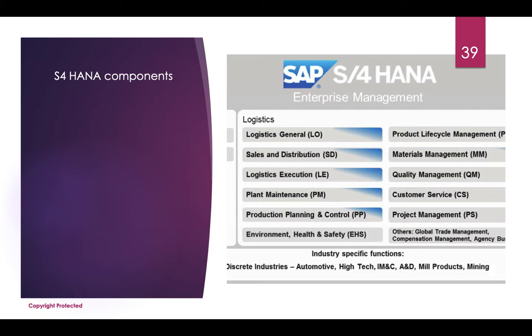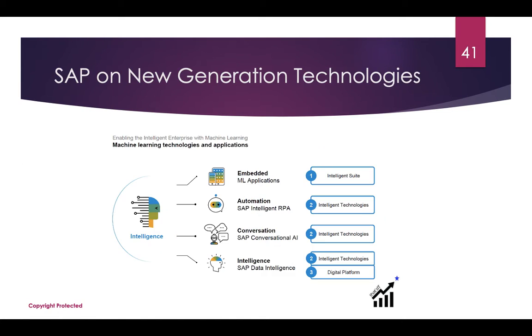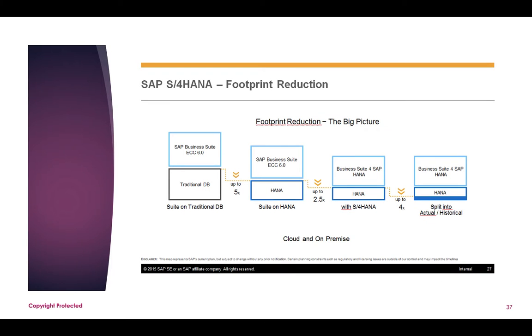Now, another advantage we get if we move to this is the reduction of the database size. In SAP Business Suite ECC 6.0, the conventional SAP, there was the traditional database. If somebody moved to Suite on HANA, which I just explained means changing the database from Oracle or DB2 to HANA and keeping the Business Suite application as it is, then the size of the database reduces by 5 times.